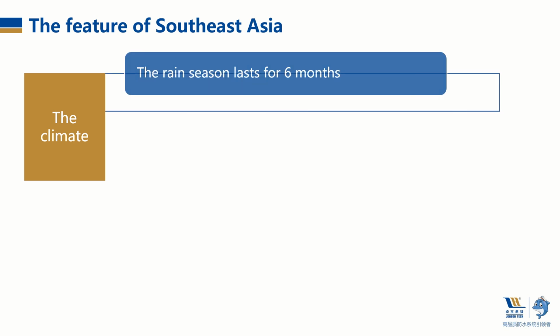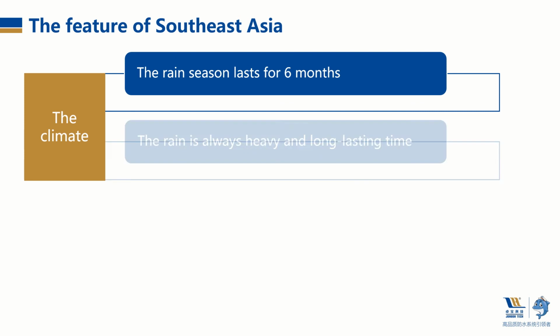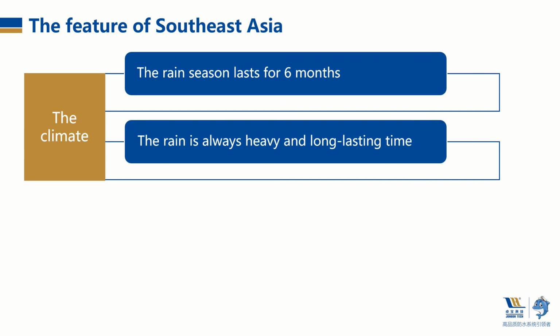First is the climate. As we know, in most Southeast Asian countries, the rainy season can last over 6 months, and the rain is always heavy and long-lasting. In such conditions, some traditional waterproofing methods, such as the torch-on method, can hardly be done. Wet application can be applied on a wet substrate, so it can shorten the construction period greatly.